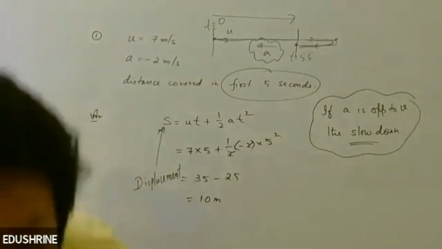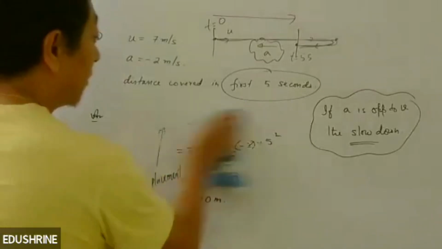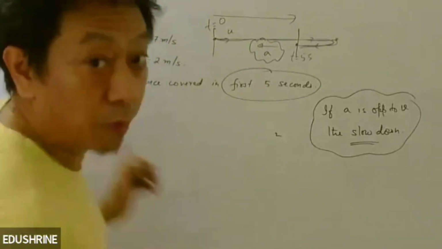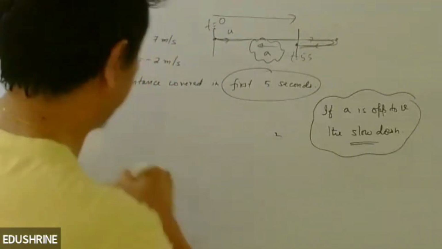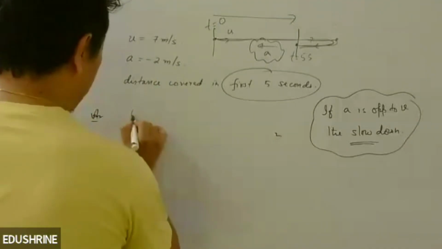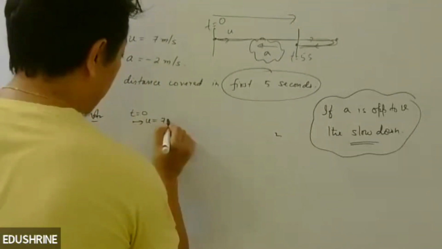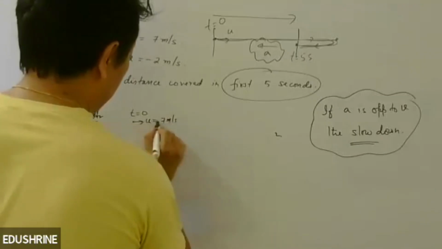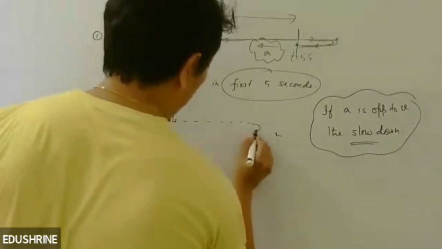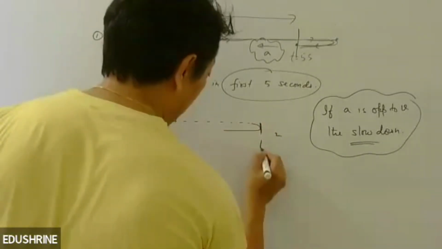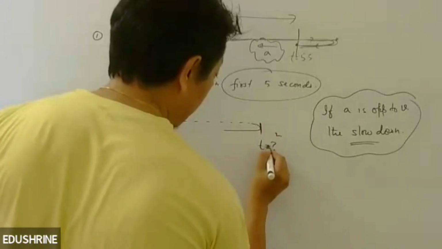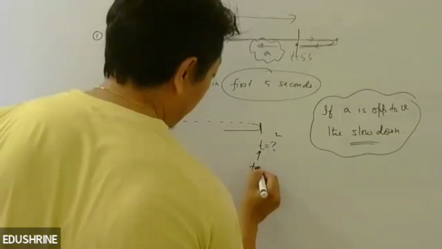So now how to find distance in this problem? Very simple. First you have to find at what time it will turn. At t equals 0, it starts with what velocity? 7. Then it goes like this. Where it will turn, that time we have to find first. This is your time of turning.